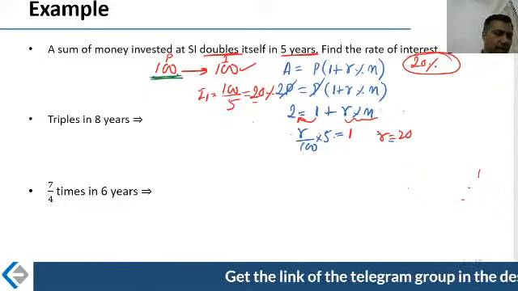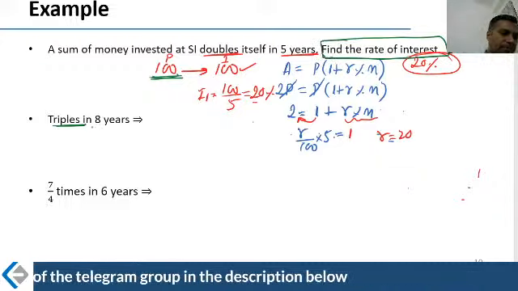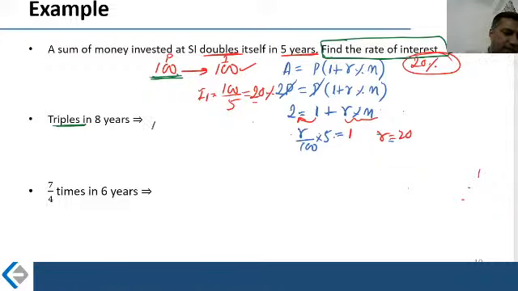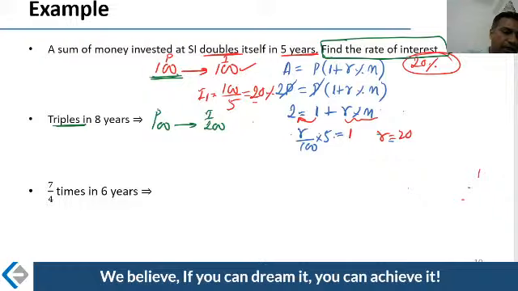Take a look at the second one. It triples in 8 years. Therefore, find the rate of interest. The question stem is the same, friends. Now what is happening this time? Triples in 8 years, which means what? If you keep 100 as the principal, the interest earned is 200. Therefore, the amount becomes 300. That's what you mean by tripling.